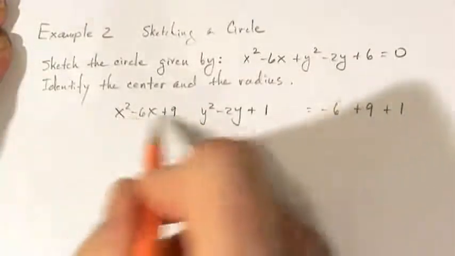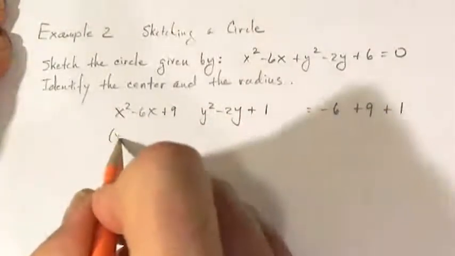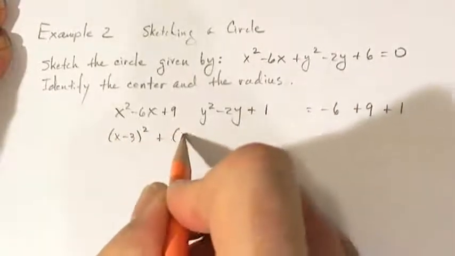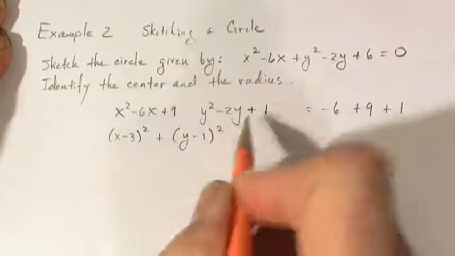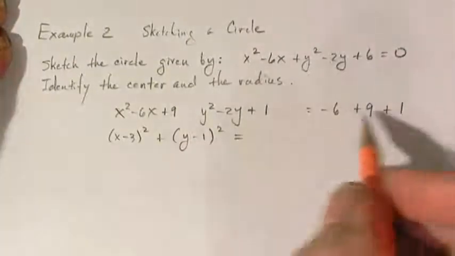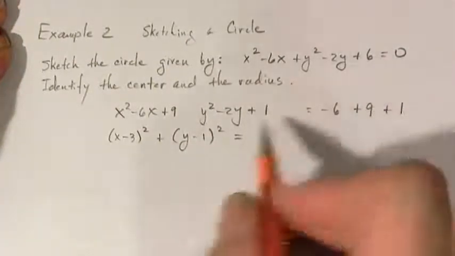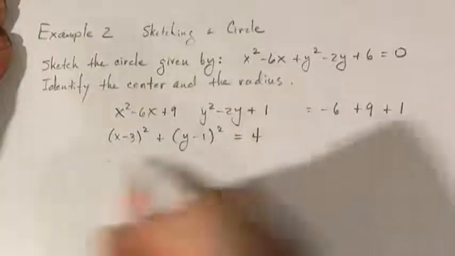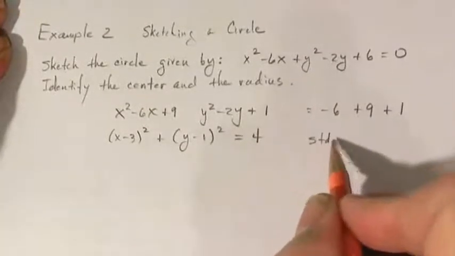Always have to balance the equation. And since these are now perfect squares, we have x minus 3 squared plus y minus 1 squared equals 9 and 1 is 10 minus 6 is 4, and it's in standard form now.